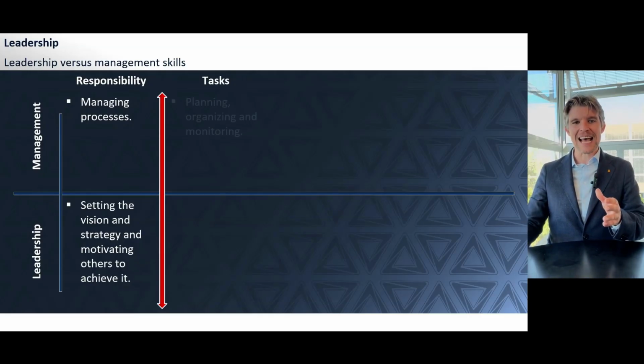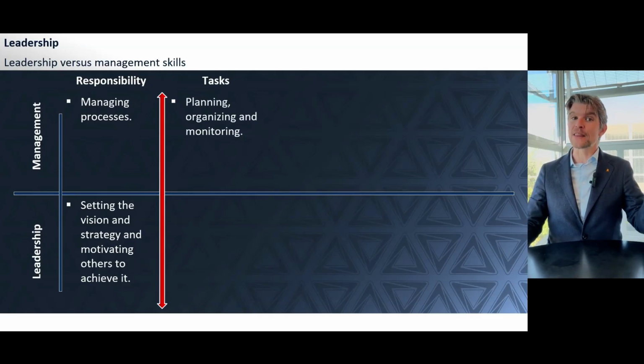Now, for the different tasks that we would look at the manager level or managing level, planning, organizing, monitoring, everyone needs to do these things right down to a senior level.